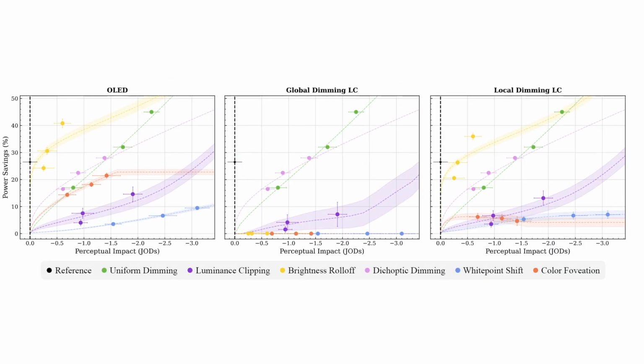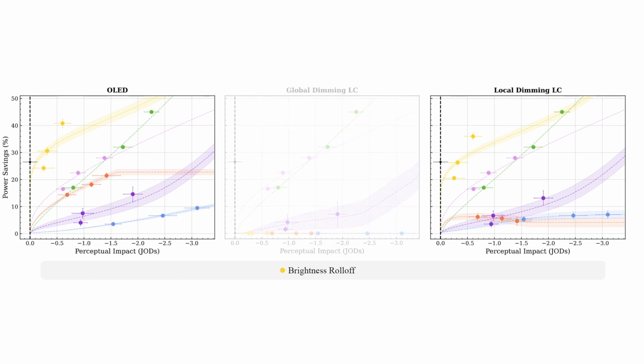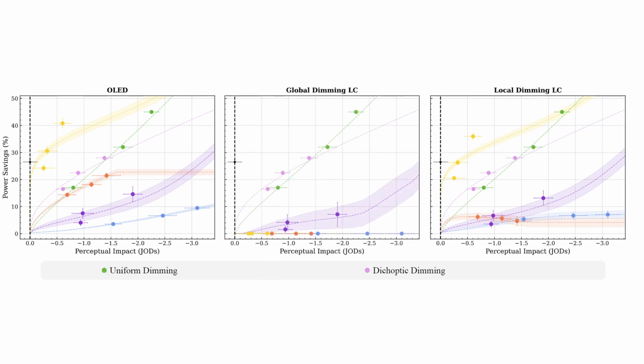We fit transfer functions to the JOD versus power savings data, which allows us to make decisions about which display mappings will be useful for a particular display type under a perceptual constraint. For example, in eye-tracked OLED and local dimming LC displays, brightness roll-off produces the most power savings with the least visible distortion, whereas in non-eye-tracked displays, the best techniques are uniform and dichoptic dimming for all 3 display types.